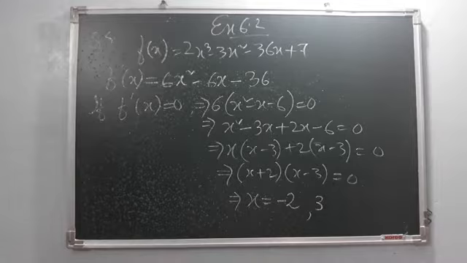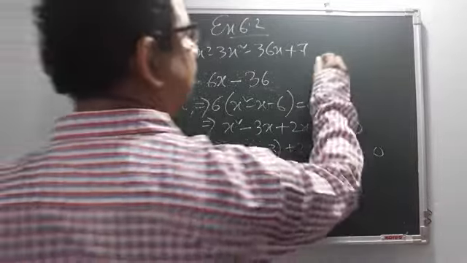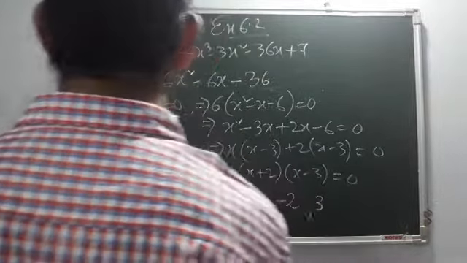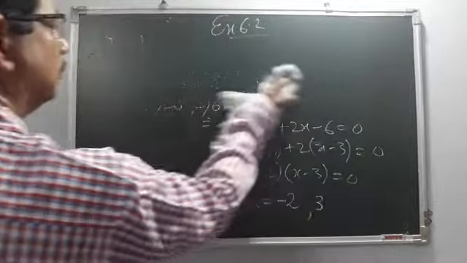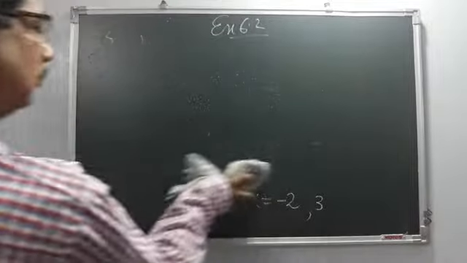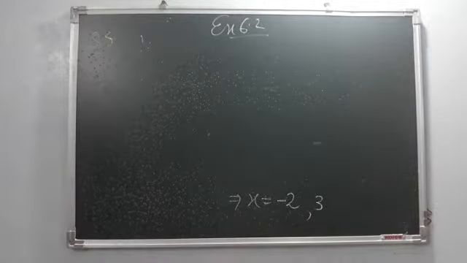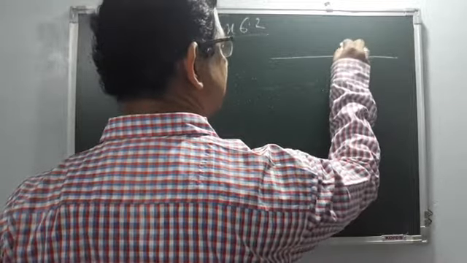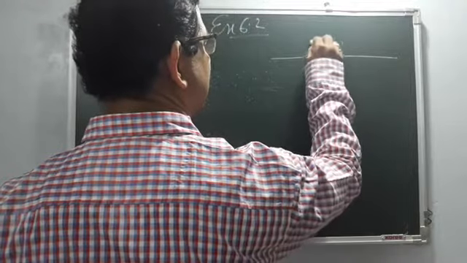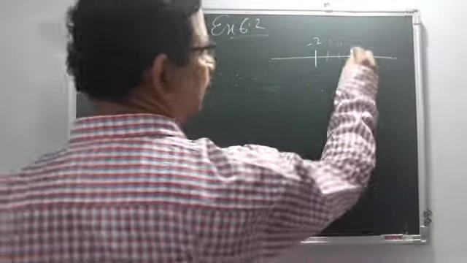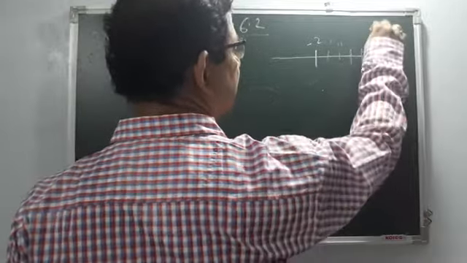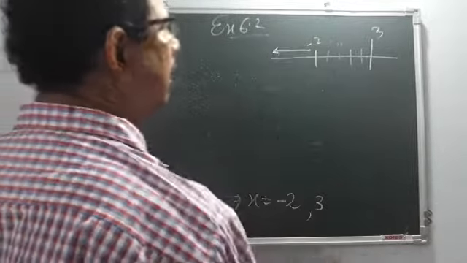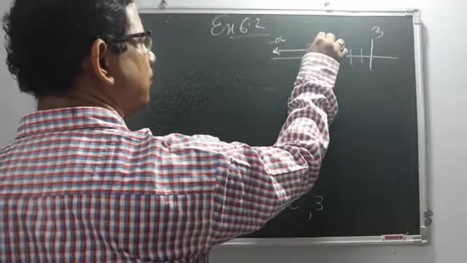Now it is our time to draw the number line. If we draw the number line, you will get 0, suppose it is 1, minus 1, then minus 2. Minus 2 is here. 1, 2, 3. This is our 3. So we get minus infinity to minus 2.